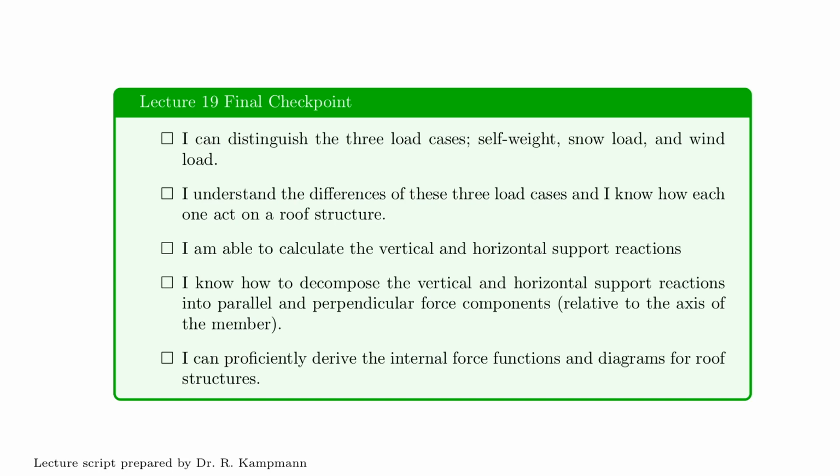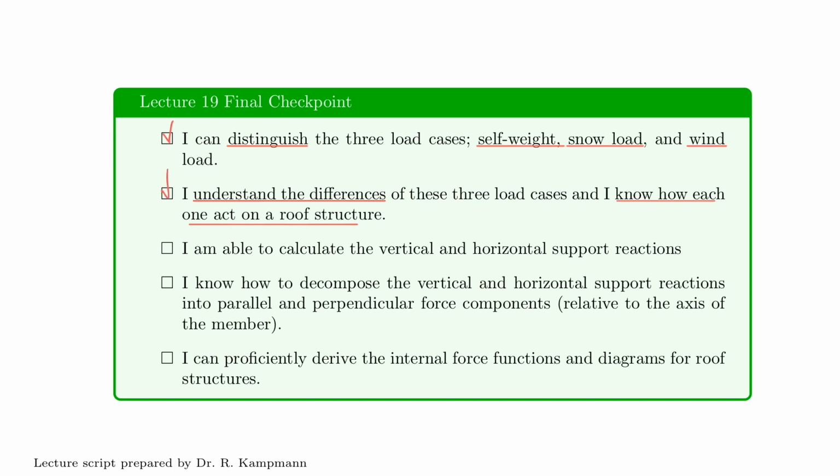So we clearly can distinguish between 3 load cases now. We talked about self-weight, snow load, and wind loads. So we saw that the self-weight pretty much is acting along the rafter, the snow load acting along the footprint, and the wind load is acting along the rafter, but 100% perpendicular to it. I also understand the difference of the 3 load cases and how each of them act on the structure and what they effectively do to the structure.